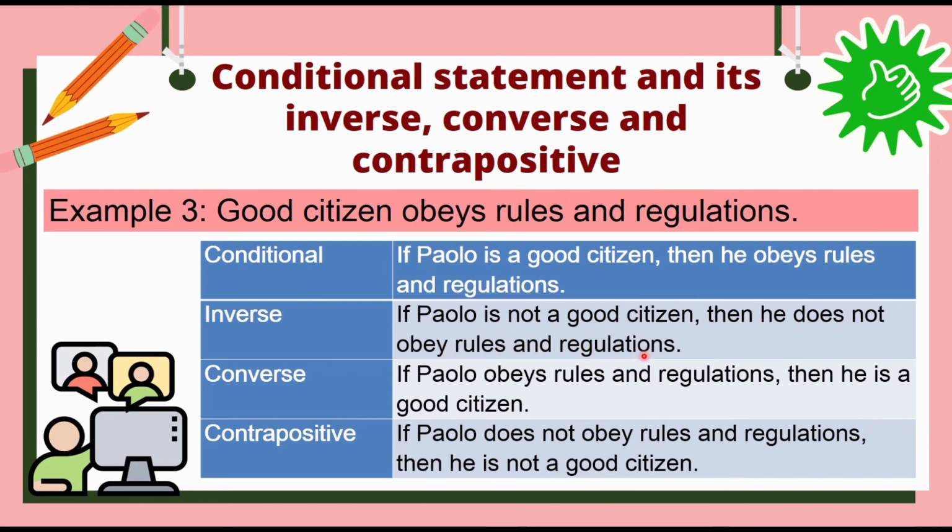So for our converse, we need to switch the hypothesis and conclusion of our conditional. So if Paulo obeys rules and regulations, then he is a good citizen. And for the last one, our contrapositive, we need to negate our converse. So if Paulo does not obey rules and regulations, then he is not a good citizen.